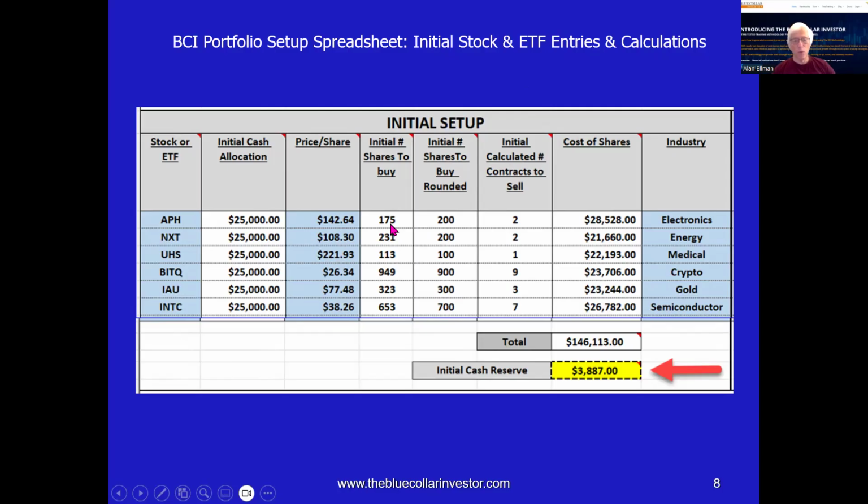So the spreadsheet will automatically round it up or down, depending on if it's above or below 50. In this case, 175 is rounded up to 200, which means we're going to sell 2 contracts. How much will 200 shares cost? 28,528. The spreadsheet will then add up the cost of all the shares, and it comes to 146,113, leaving a cash reserve of 3,887. That works out great. Remember, we were looking for 3 to 6 grand. If we had to make adjustments, we have sections 5 and 6, but it's not necessary.